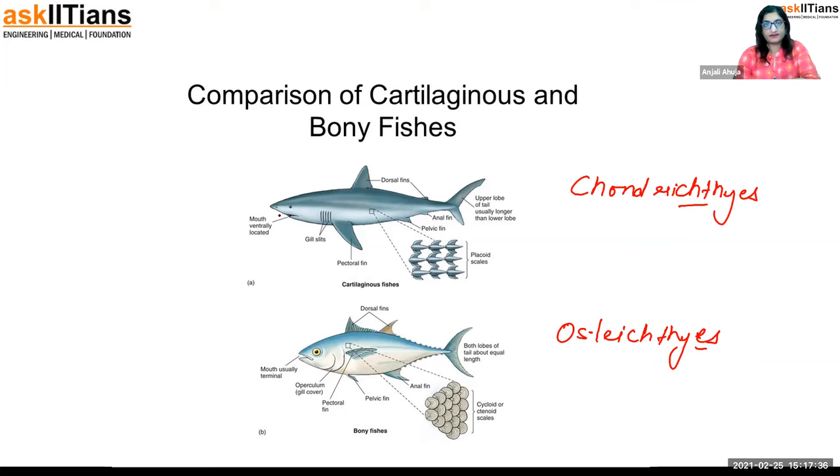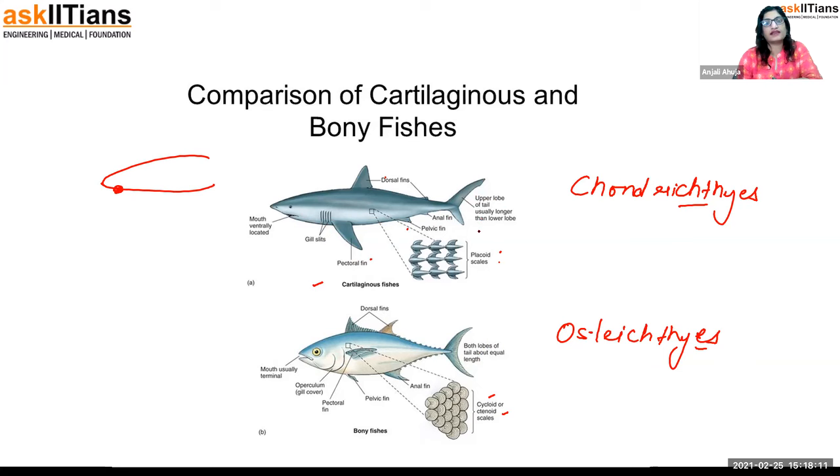Now if you look at the picture here, this is a cartilaginous fish. First of all, you see the mouth is in a ventral position. It is not on this position but on here. Gill slits are there. This is a fin, pectoral and dorsal. Now, the design of the scale is known as placoid scales. There are many types of scales present in fishes, and we name them differently on the basis of their design. Like here, these are cycloid and ctenoid scales. I have another picture of that, don't worry. They have the pelvic fin and anal fin.